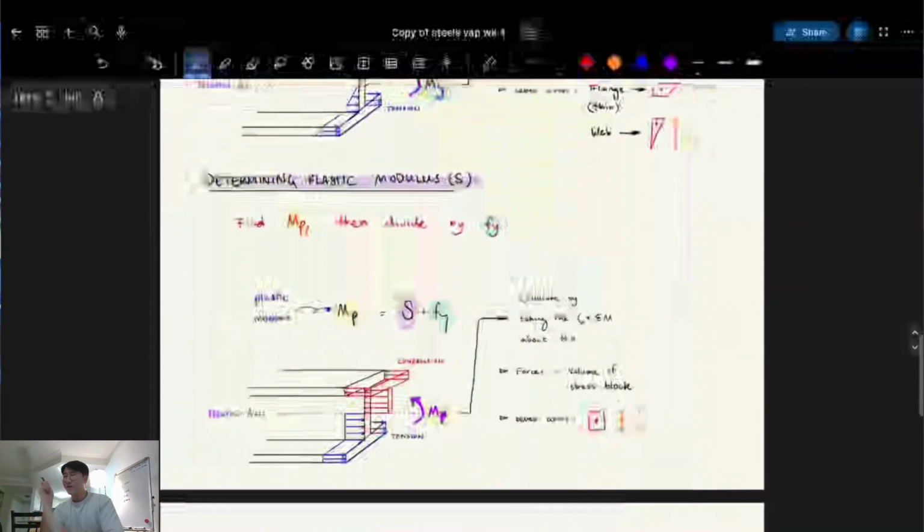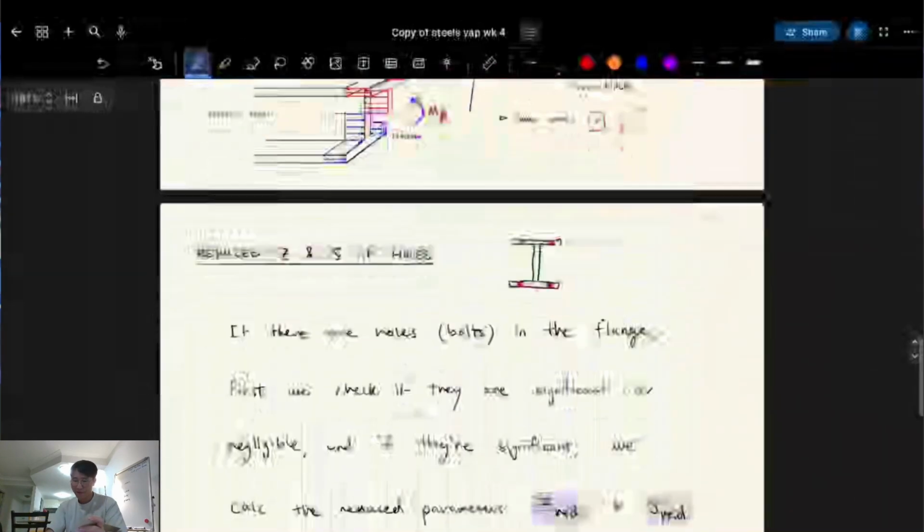I've just listed a few pieces of information. But for S, you do have to do it that way. What? Because you can't use that formula. Find MP, the plastic moment, by hand.